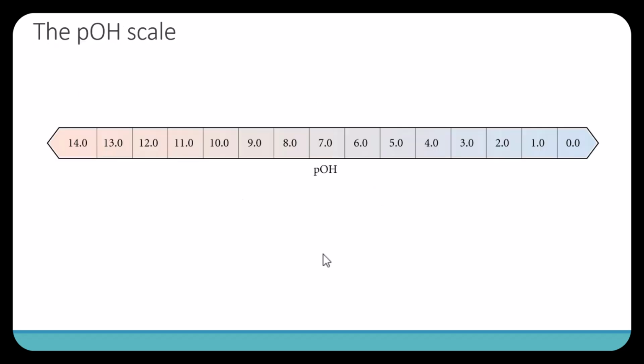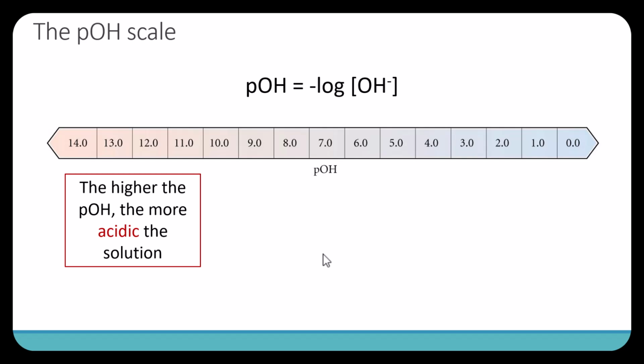Something else that also exists, just not as widely used, is the pOH scale. pOH is defined as the negative log of the hydroxide concentration, okay? Sometimes we solve problems and we know the hydroxide concentration. Well, we can make that number a little more user-friendly as well by taking the negative log of it. The pOH scale is the inverse of the pH. So something that has a higher pOH means it's more acidic. So a pOH of 13 means it's very acidic.